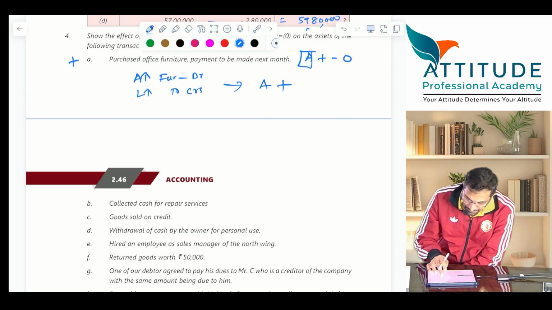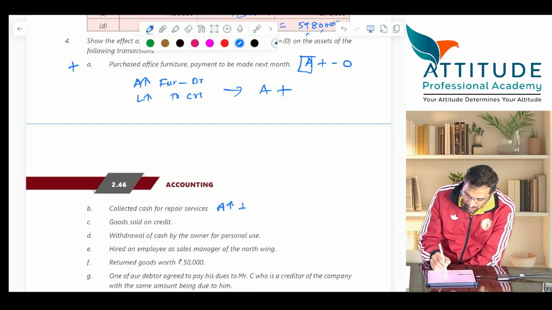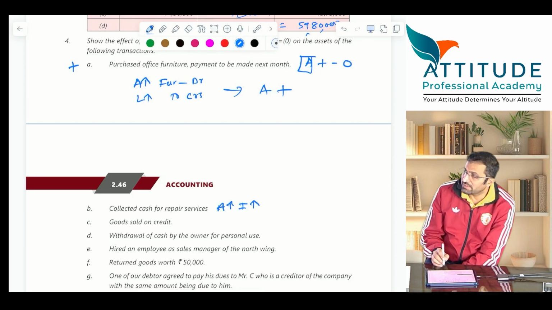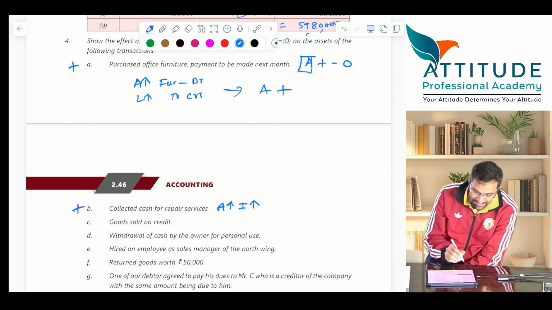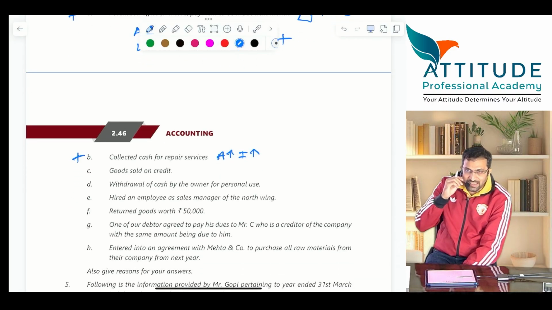What is the entry? Tell me the first one. Cash account debit. So asset increases and income also increases. So this will be plus. Next. Goods sold on credit.